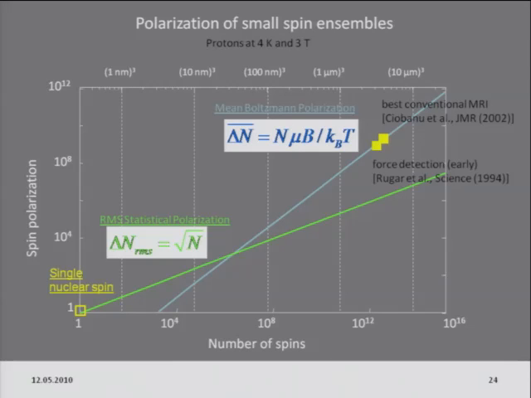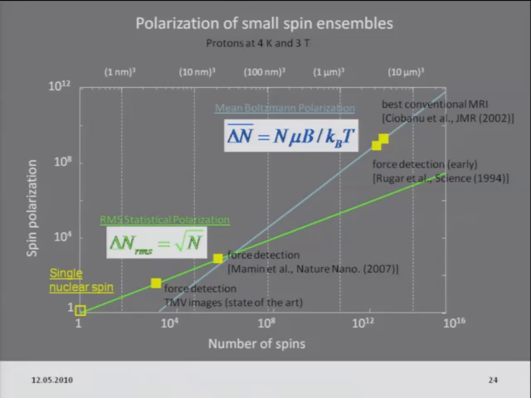Well, if I take 100 coins and I throw them in the air, the mean will always be about 50, but then there will be some variance around that mean that goes like root n, okay? And that variance around the mean is what we measure. So it has no definite sign, but it has a definite magnitude that we can measure and use for imaging.